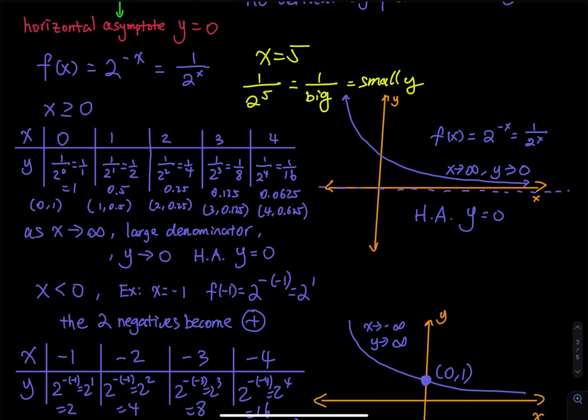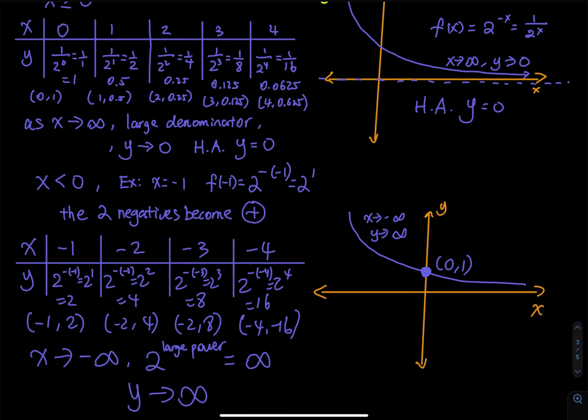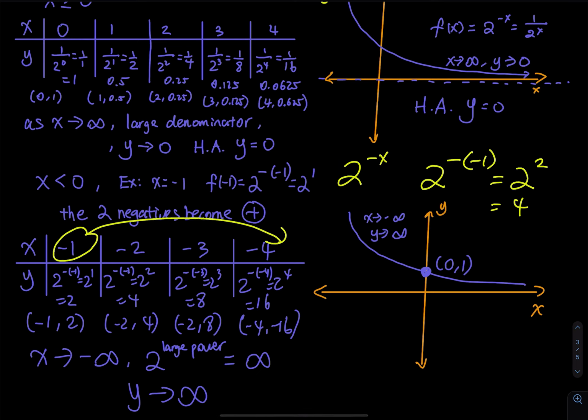So let's take a look at the negative side. When x is negative, let's say x equals -1, then we have two negatives, right? We have 2 to the negative x. When x equals -1, we have 2 to the negative -1, which is 2 to the 1, which equals 2. Since the two negatives become a positive, when you lower the x value from -1 to -4, you are making the y bigger and bigger, because the two negatives just get rid of each other.